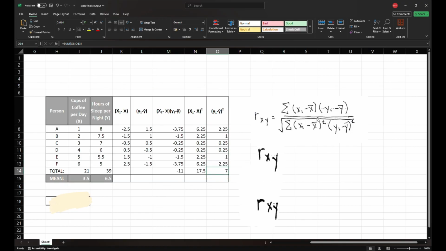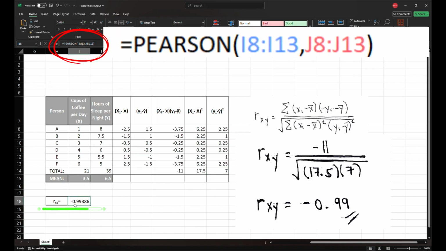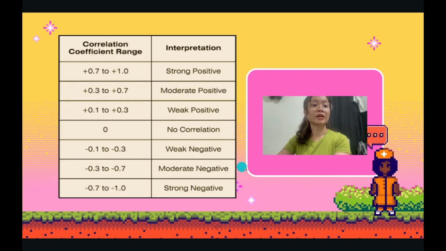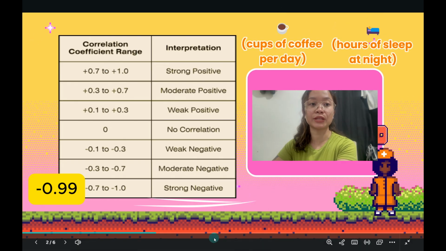Now, we can substitute all of the answers that we have to get the answer of r sub x and y. But in Excel, we can simply input this formula. Equals Pearson, open parenthesis, this data up to this data, and then this data up to this data. Close parenthesis. So our answer is negative 0.99. So our correlation coefficient is negative 0.99, which indicates strong negative correlation between cups of coffee intake per day versus sleep duration at night.